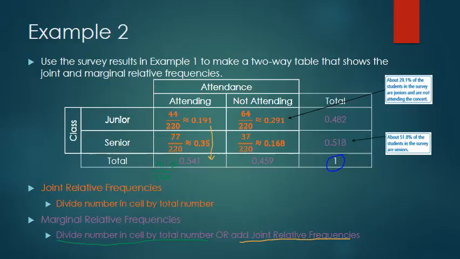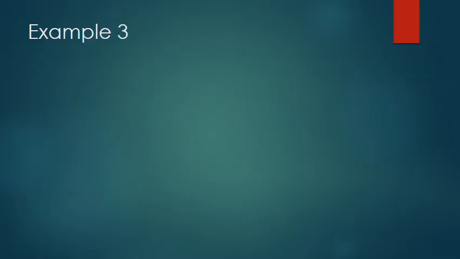Let's interpret one of these marginal relative frequencies. So this means 51.8% of the students in the survey are seniors. So making a two-way table like this with the relative frequencies can help if you have to answer a question about the percentages instead of just about the total number. All right, let's move on now.